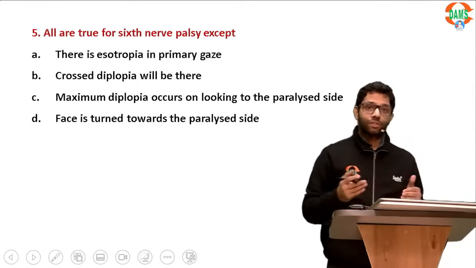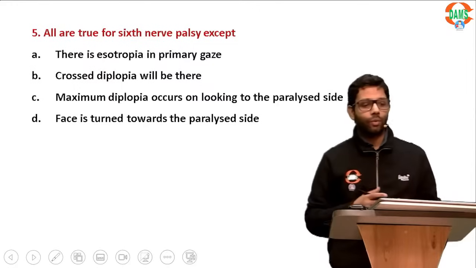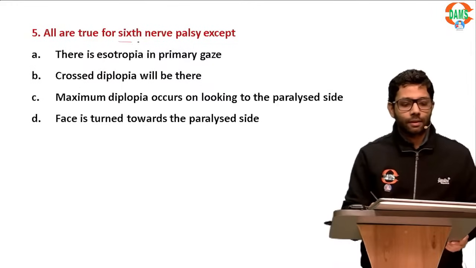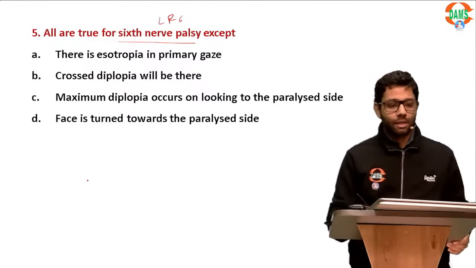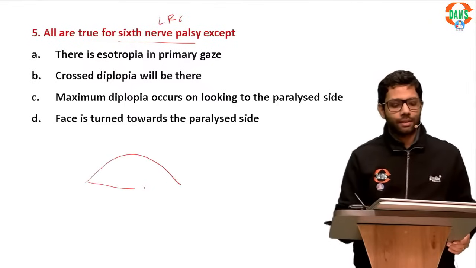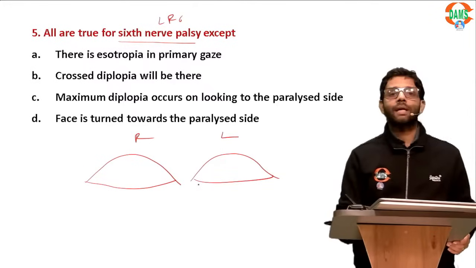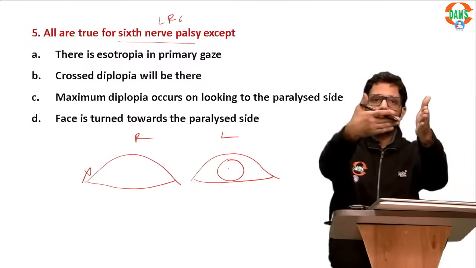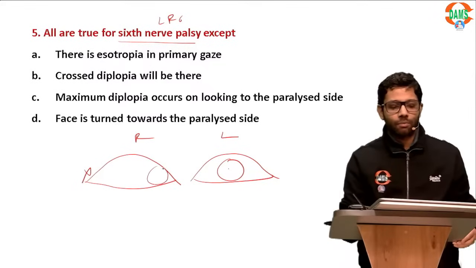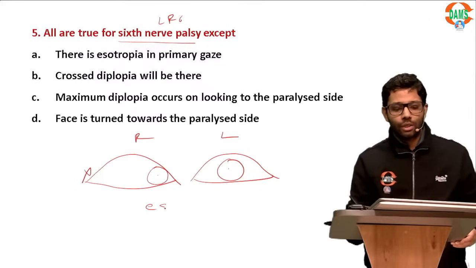Now, which you are scared of, I don't know why. Sixth nerve palsy. LR6, the lateral rectus causes sixth nerve palsy. So if there is a sixth nerve palsy, for example, a right sixth nerve palsy, means right lateral rectus palsy. So what will happen in primary gaze? The left eye is in the center, the right lateral rectus is not working. So because of Sherrington's law, the right eye will go inside, means the medial rectus will work more, means it will be esotropia.